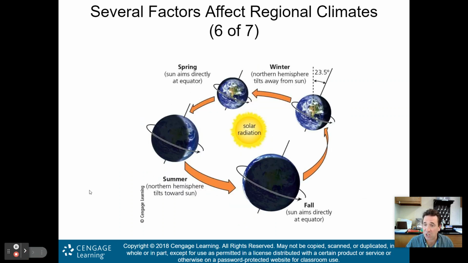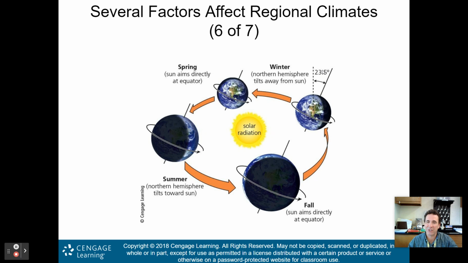This is the seasonal effects of climate, right? Our Earth's axis is tilted 23.5 degrees from the vertical, and that tilt causes, at some times of the year, the northern hemisphere to be tilted towards the sun: summer.